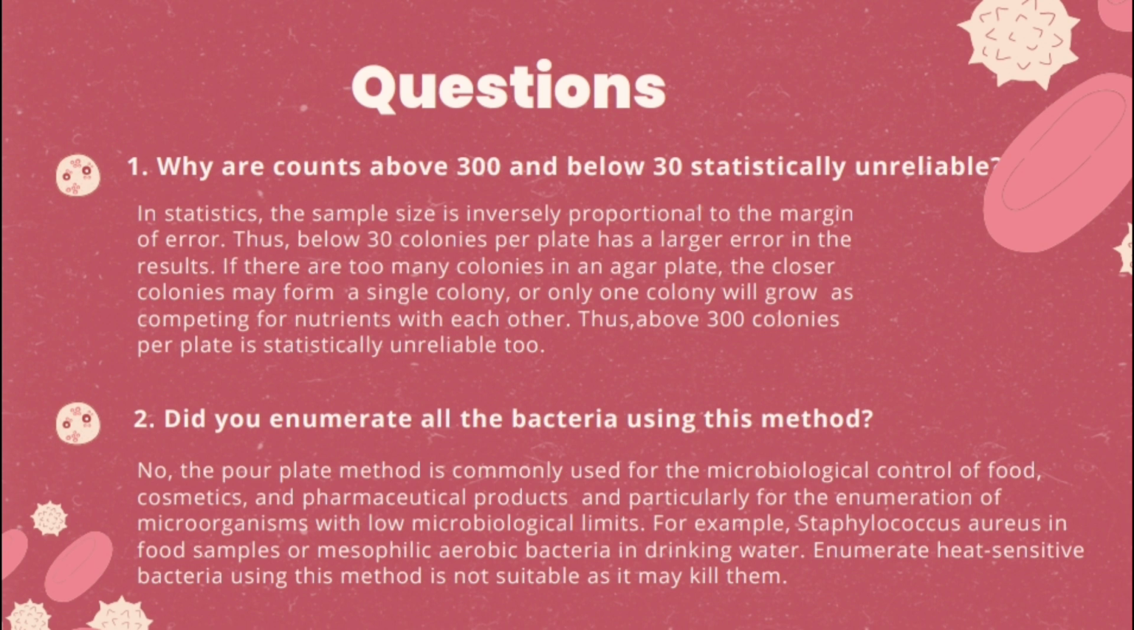The second question is, did you enumerate all the bacteria using this method? The answer is no. The pour plate method is commonly used for the microbiological control of food, cosmetics and pharmaceutical products, and particularly for the enumeration of microorganisms with low microbiological limits. For example, Staphylococcus aureus in food samples or mesophilic aerobic bacteria in drinking water. Enumerating heat-sensitive bacteria using this method is not suitable as it may kill them.